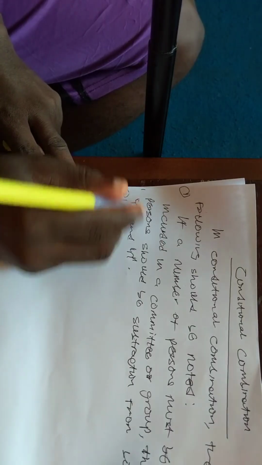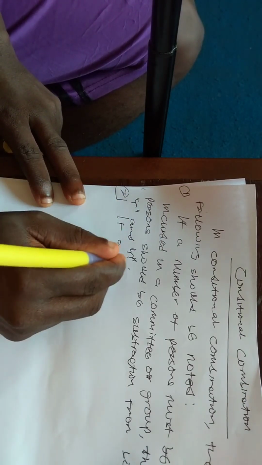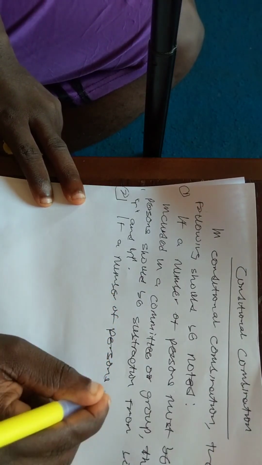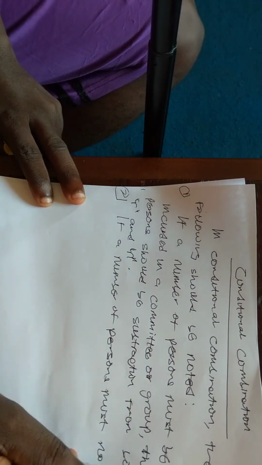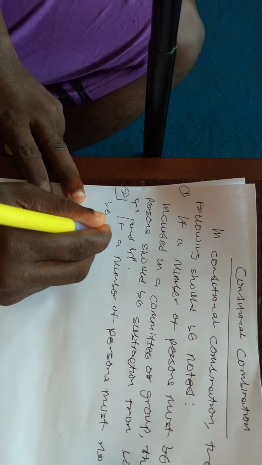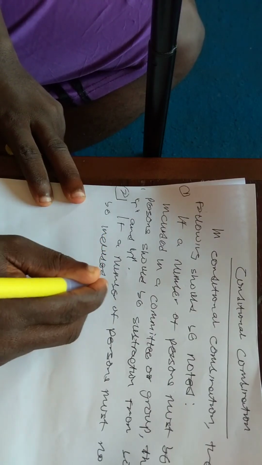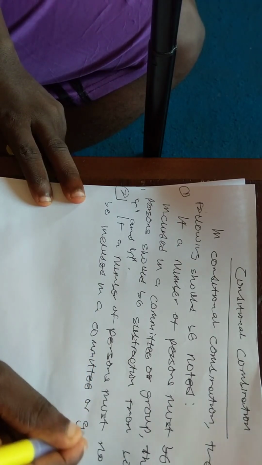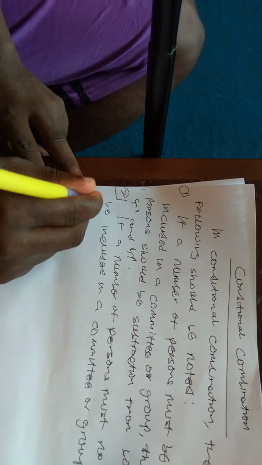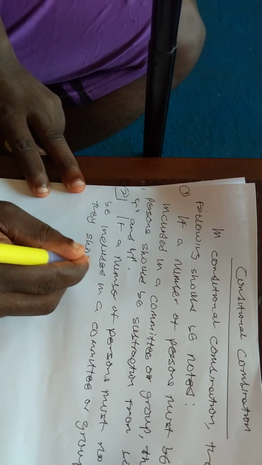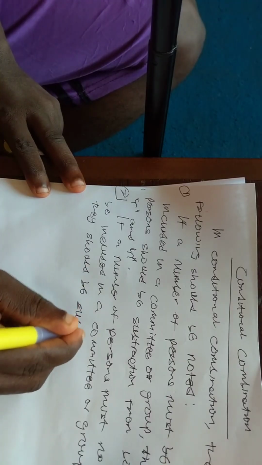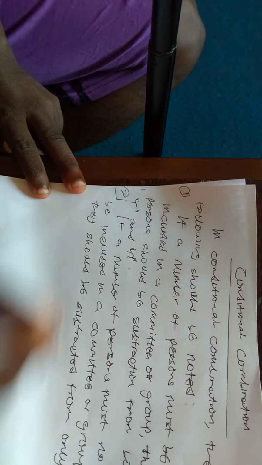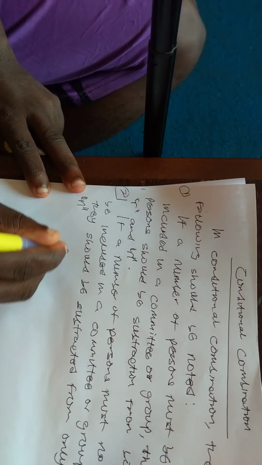Then number 2, if a number of persons must not be included in a committee or group, they should be subtracted from only n. Examples.